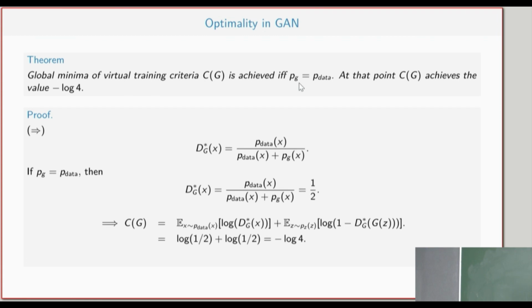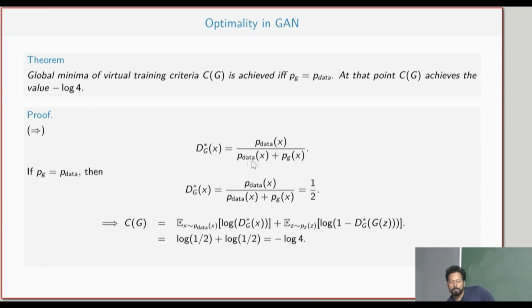And if the minimum is achieved, then necessarily PG is P data. It's a necessary and sufficient condition, right? And if that really happens, then at that point CG achieves the value of minus log 4. So we may go with the forward implication first. Let us start with PG equal to P data, and then we will prove that the minimum value achieved is minus log 4. Okay, so let us start with that.